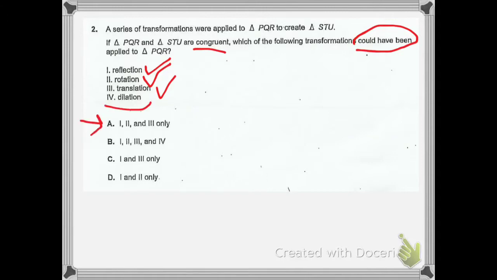But if we did a dilation and we dilate it by a factor of 2, that would mean we double it. And then we dilate it by a factor of 1/2, that would bring it back to congruent. So it could also be dilation. Be careful with the words could have been. You want to find any instance where it might be congruent.